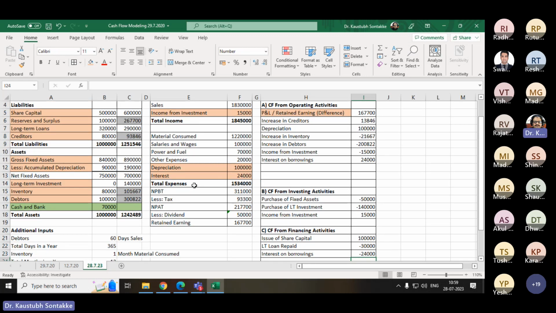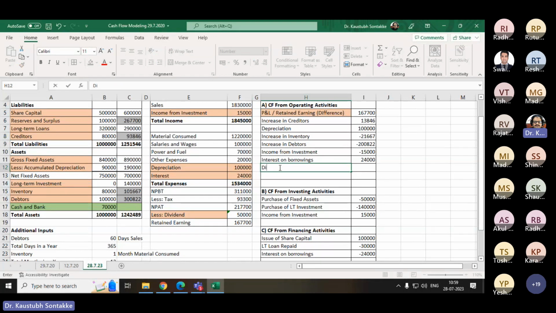Come down in P&L. NPBT is okay, tax is okay, NPAT is okay, dividend. Come to dividend. Now if you see, dividend is also deducted from operating activity while arriving at profit. But that's not operating, that is financing expense. So again same thing like interest on borrowing, I will add back dividend in operating and minus from financing.